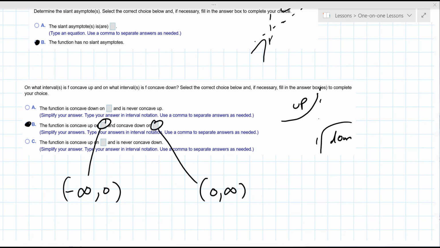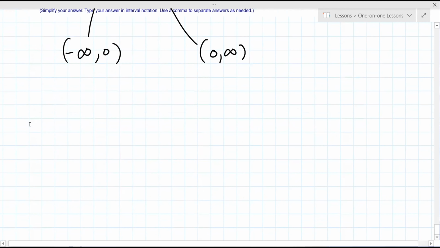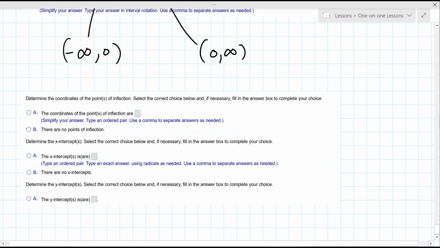And there are no inflection points. That's the next question. Actually, I'm going to grab the next 3 because we can do them all at the same time here. Okay, determine the points of inflection. There are no inflection points, and that's because the asymptote. The x-intercepts are, go back to the graph. Does it ever cross when you look at the graph? It does. It does.